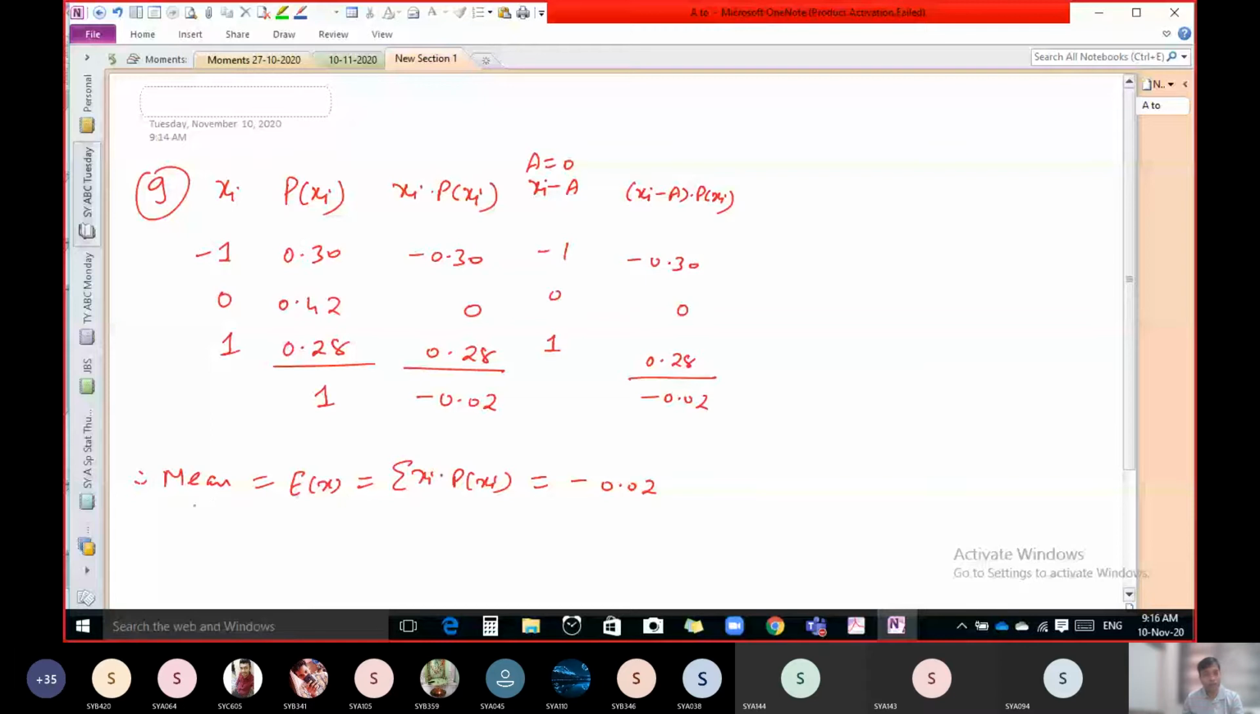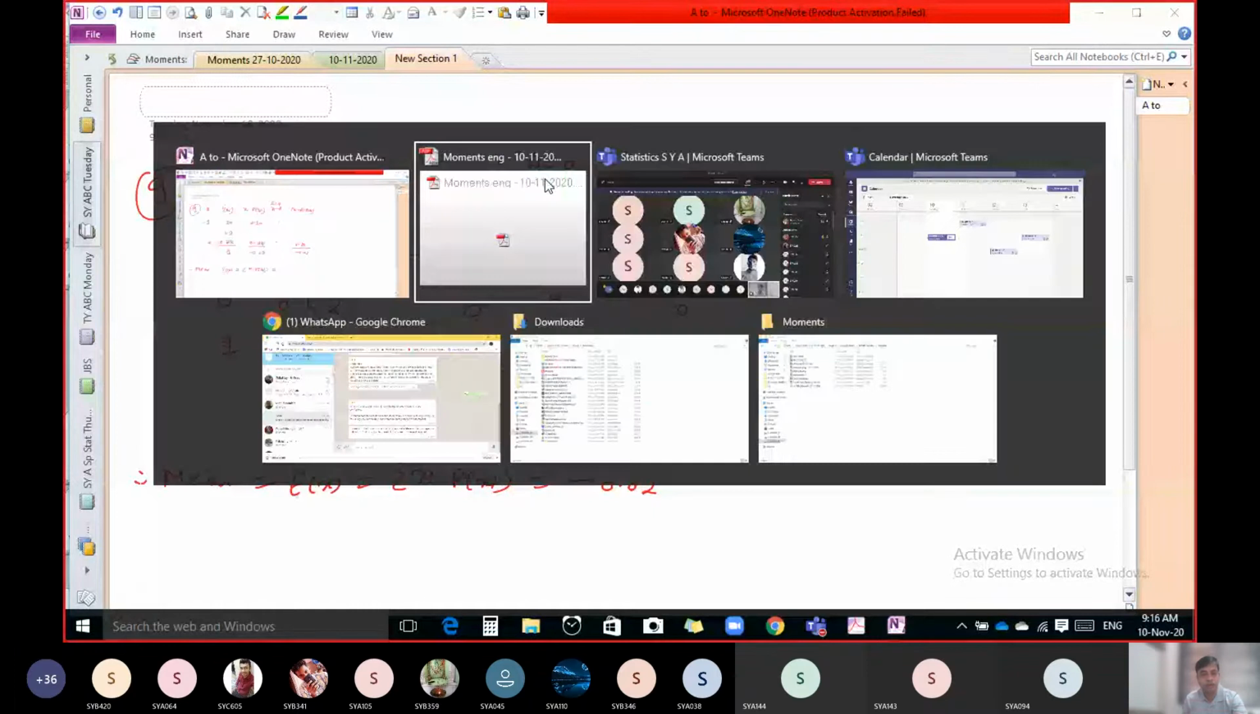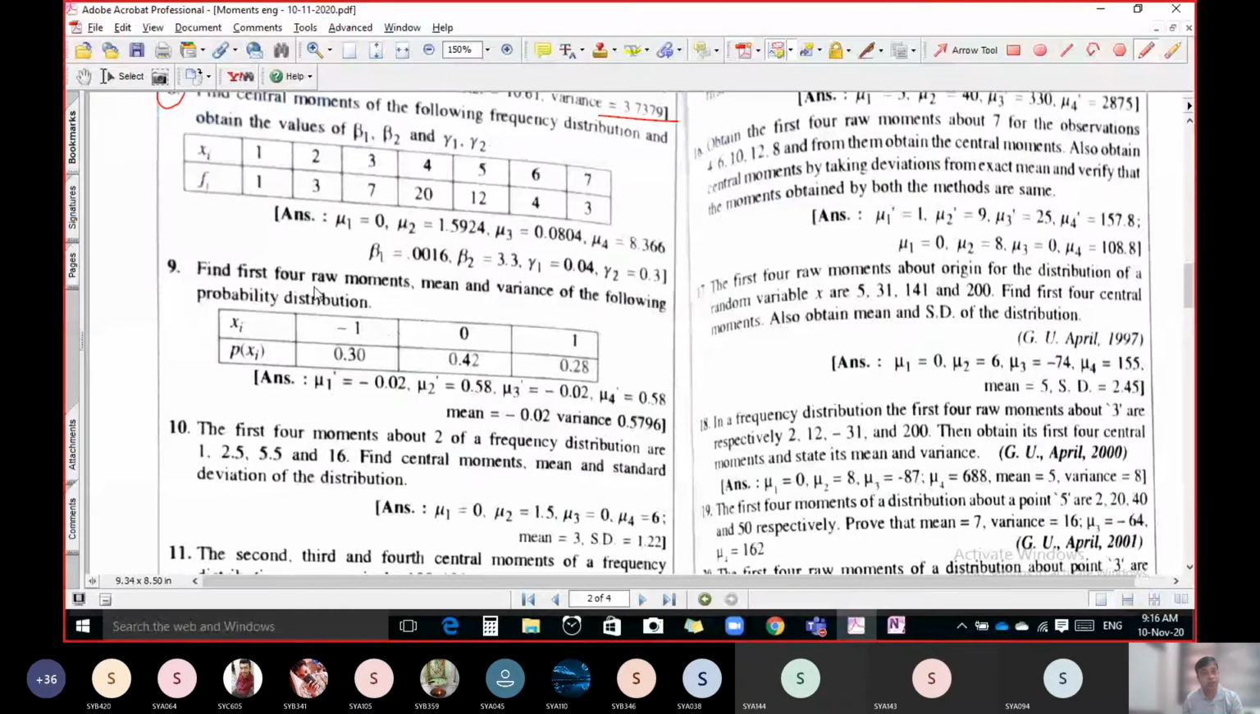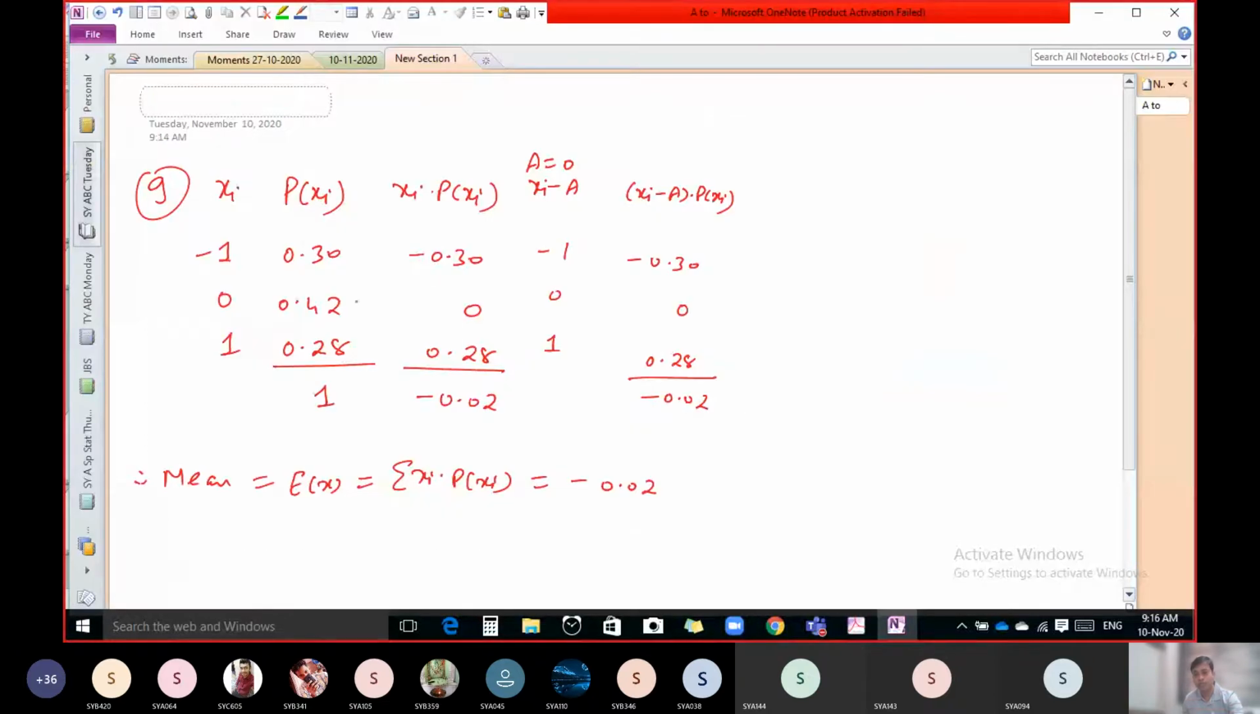Every time we are not able to get the same thing because these are raw moments. We have to find them about 0. See the question, nothing is given. That is why we have to assume raw moments about 0, which is also known as raw moments about origin. Now multiply this xi minus a, not x bar, xi minus a the whole square, with the probability that is already there. So we get 0.30, 0 and 0.28. The total of that is 0.58. This is mu1 dash, and this is mu2 dash.